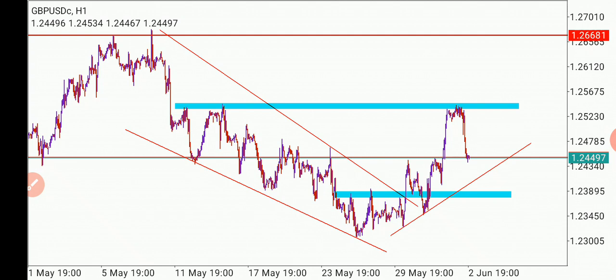So guys, I just want to show what I'm seeing on GBPUSD for the week. So I'm going to dive straight into the analysis. So pay close attention and see what I'm looking at. So maybe you may also catch some moves which might be coming this week.